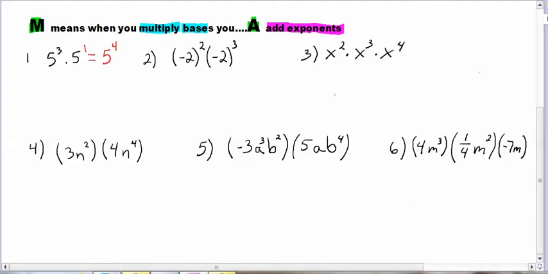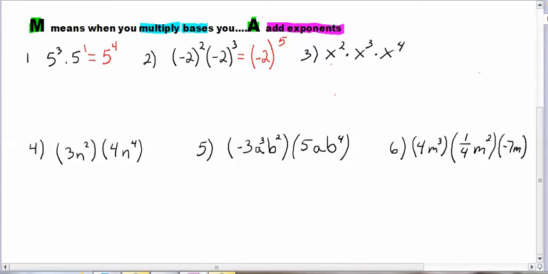I'm not going to ask you to go through and multiply 5 times 5 times 5 times 5. You could do that if you have a calculator. We're not going to do that for now. My answer is just 5 to the 4th power. Number 2, I look first. Do I have the same base? I do. My base is -2. So I'm going to write my base down as -2. I'm going to add my exponents. 2 plus 3 is 5. So I have -2 to the 5th power.